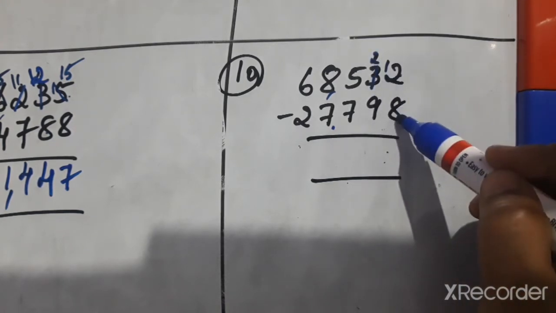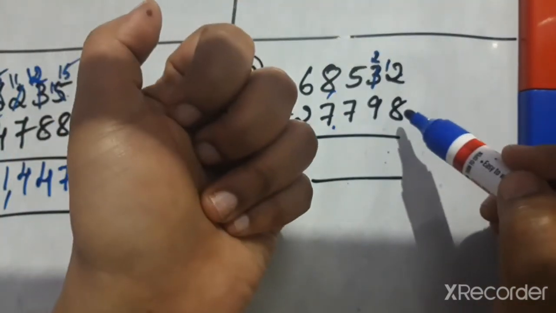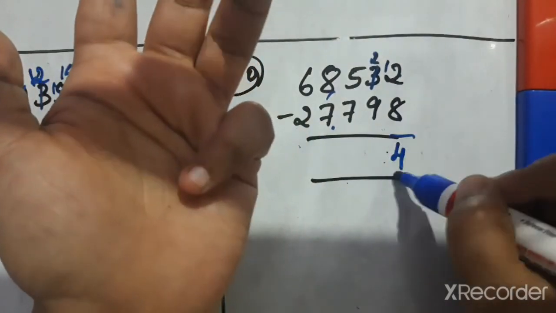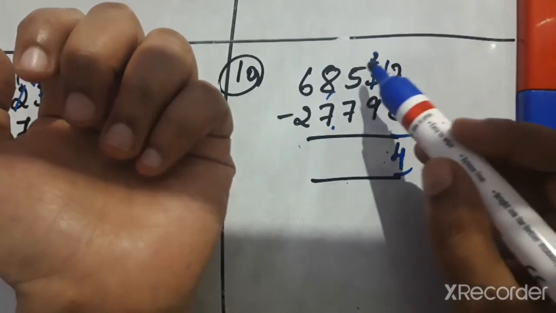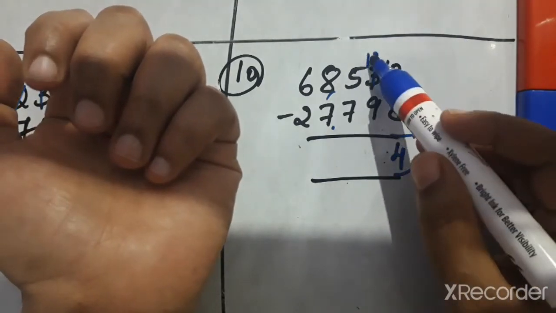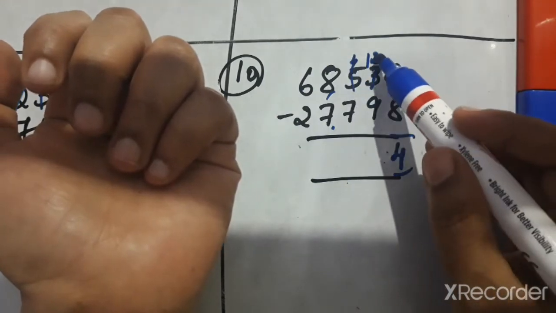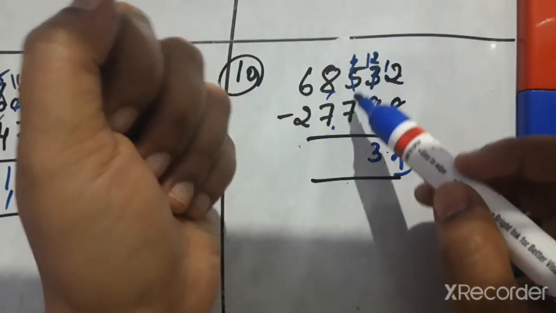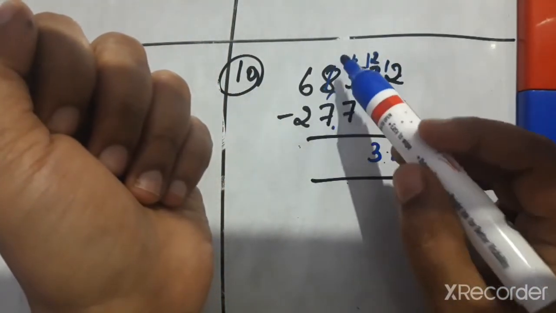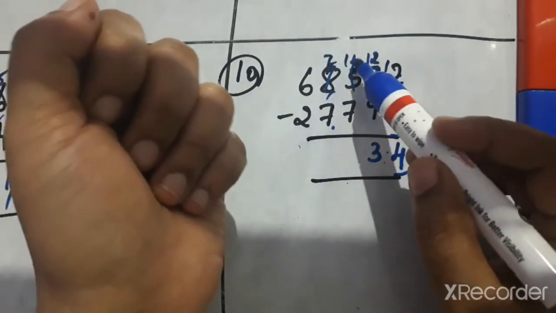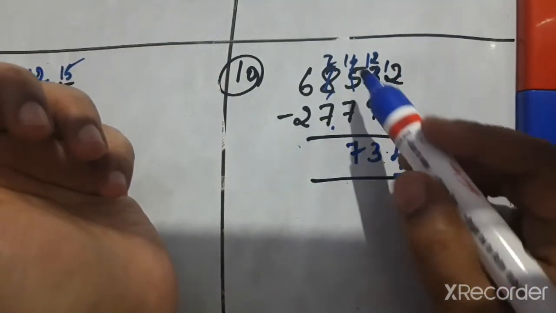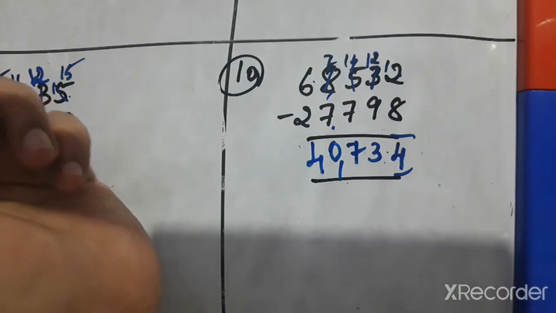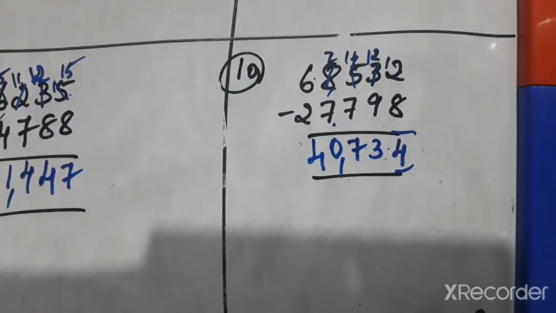Now 12 minus 8, equalize 8 into 12. So 12 minus 8 is 9, 10, 11, 12. How much? 4. Now here 2. 2 minus 9 again we can't subtract it. Borrow 1 from the next friend. So it becomes 12 and 5 is now 4. 12 minus 9 means 10, 11, 12. How much? 3. Now 4. 4 minus 7 we can't subtract it. Borrow 1 from here. So it becomes 14 and here 7. 14 minus 7 means 7. And 7 minus 7 is 0. 6 minus 2 is 4. Answer is 40,734.